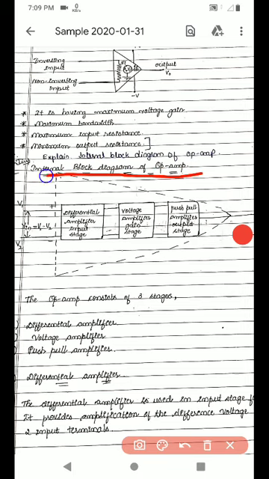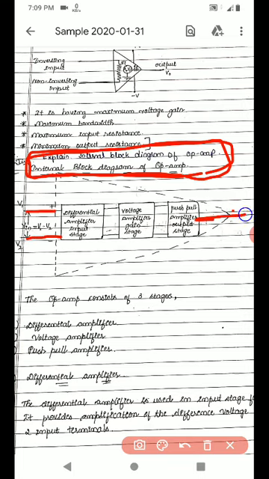Next we'll concentrate on the internal block diagram of the operational amplifier. This is very much important, you should remember this one. What it will have exactly, what functions it will have, let's see. As I said, it will have two input terminals and one output terminal. I can call them V1 and V2. V1 is the input terminal, V2 also input terminal, V0 is the output terminal.